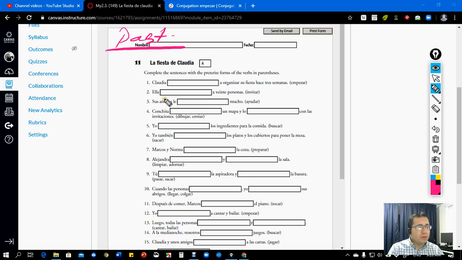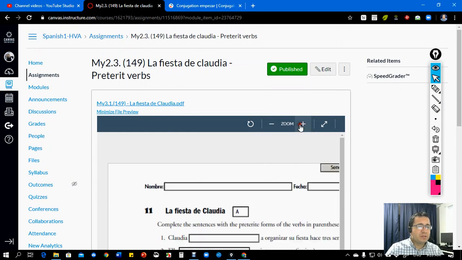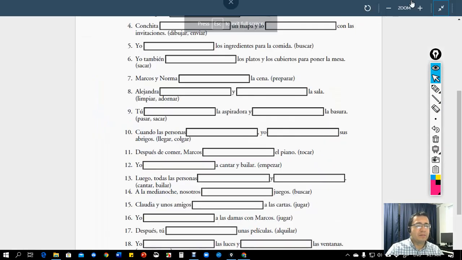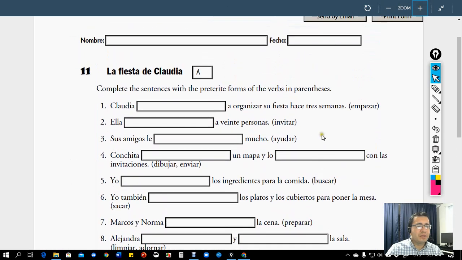Okay, there is a rule, and that rule always has to do with the three different types of verbs in Spanish: the AR, the ER, and the IR. So let's talk about this a little bit, and let's evaluate and see what verbs are going to be used in this assignment. So let me just increase the size a little bit more so we can see better. Okay, so let's analyze a few things. What are the verbs that are going to be here? Because all these are required to be used in preterite form.